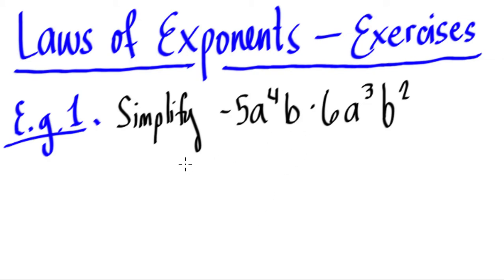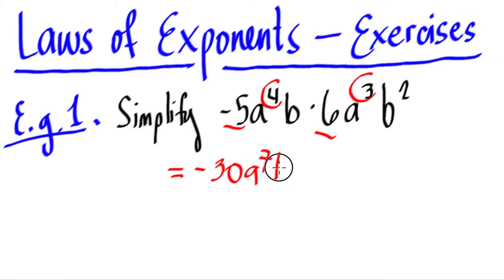So just like the way we did it, let's start with the coefficients first. So we have negative 5 times 6, which is going to give us negative 30, right? And then we have multiplication, so we're going to use the first law. We have 4 here and we have 3. Since we have the same base, we're going to add the exponents. So 4 plus 3 is going to become 7.